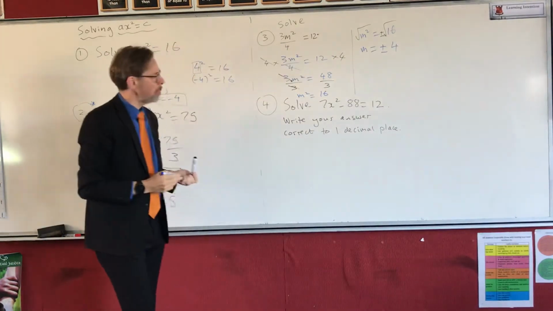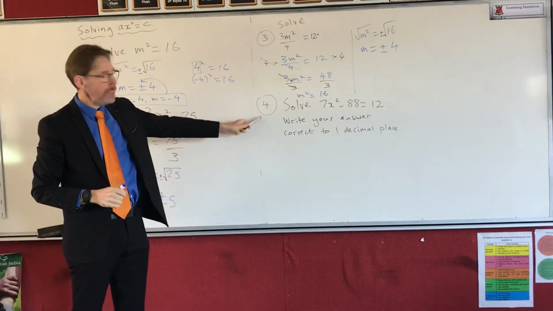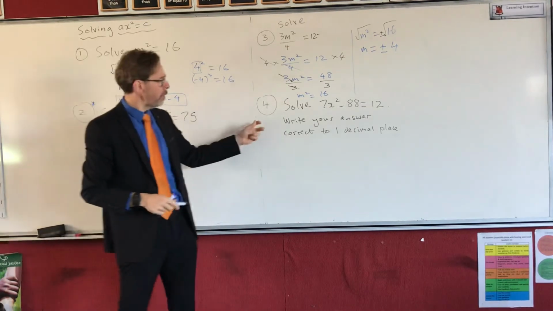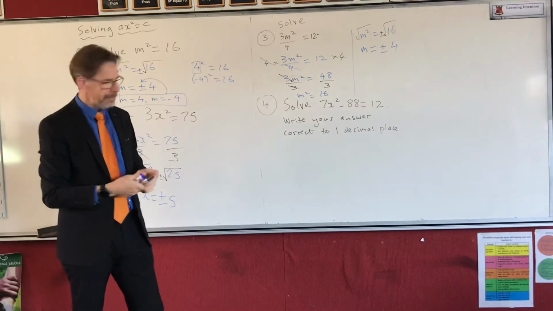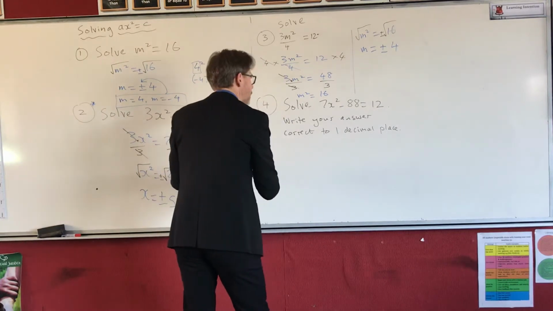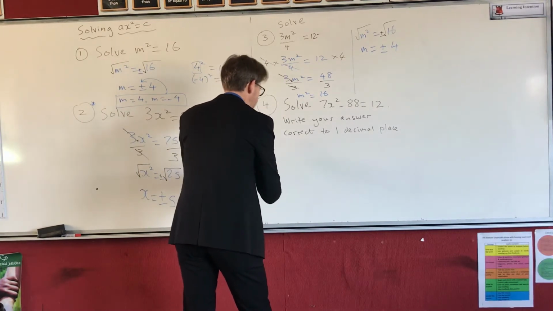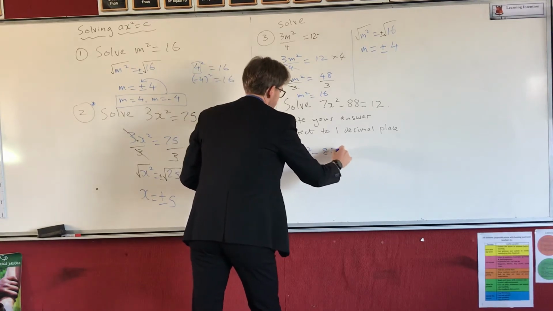Now, question 4. So write that down, copy that down into your book. You can have a go at question 4 by yourself. This one is a little bit different because our answer will not be a whole number, it's going to be a decimal. So, I'm going to write the question down again. So 7x squared minus 88 equals 12.